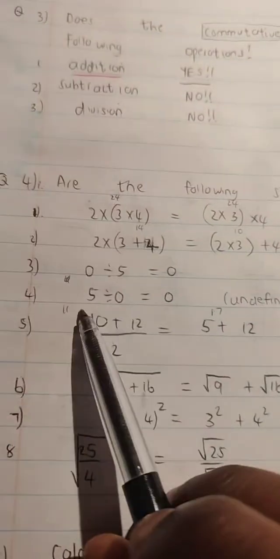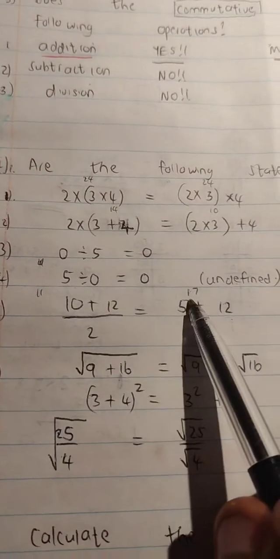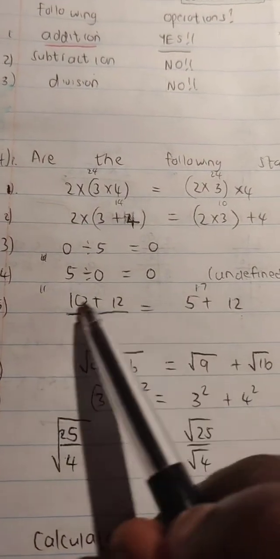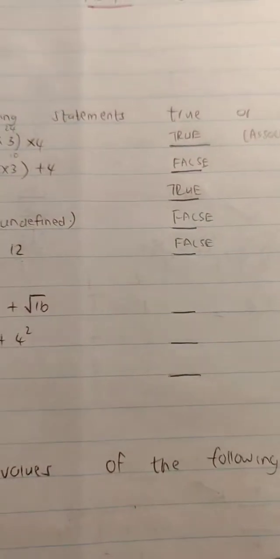5 plus 12 is 17. Now 11 is not equal to 17. So that means this statement is definitely going to be what? False, not true.